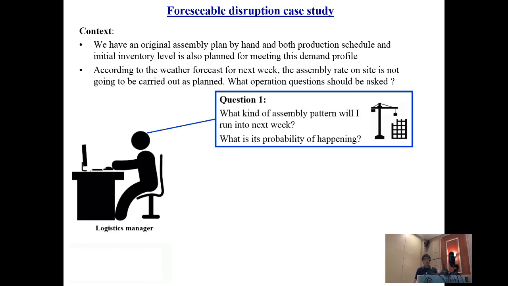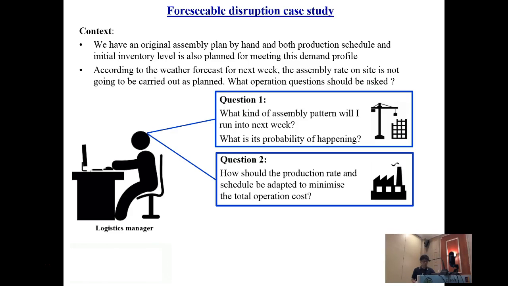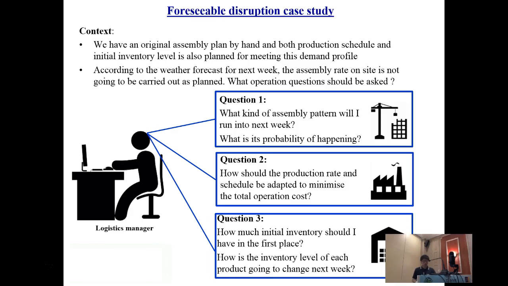First, what kind of assembly pattern will I run into next week, and what is the probability of it happening? Second, how should the production scheme within the factory be adapted to minimize the total operational cost? Third, how much initial inventory should I prepare before starting next week, and how should the inventory level change?